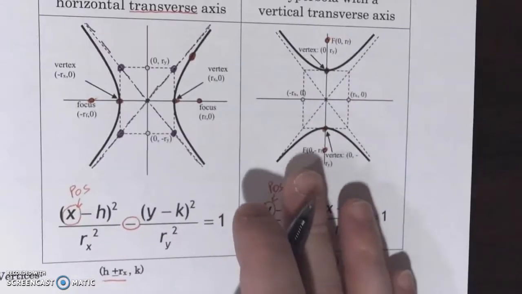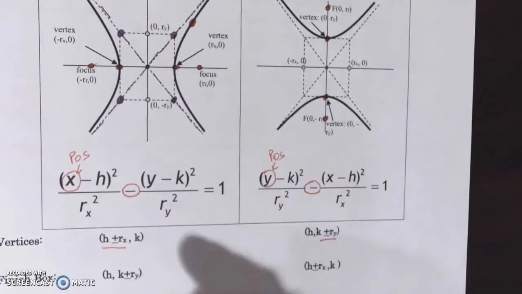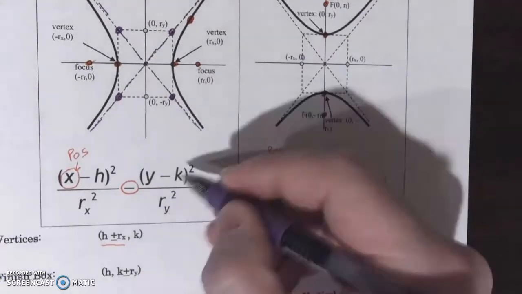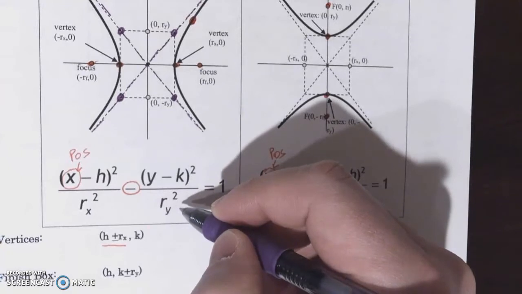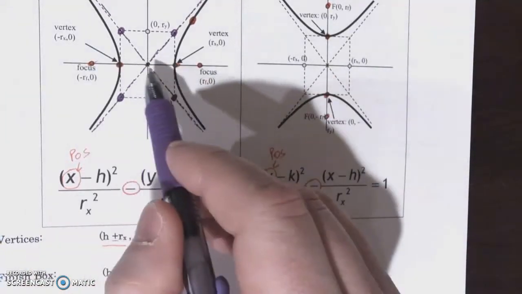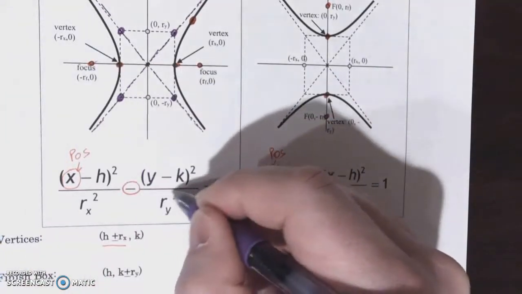How do we know what that box is going to look like? We would use the negative value under the fraction, okay? So if it's a horizontal transverse axis, we would look at r sub y.